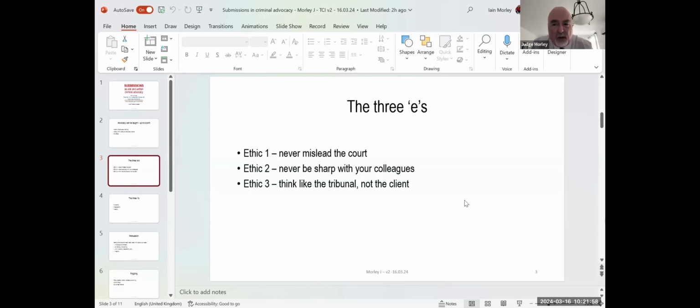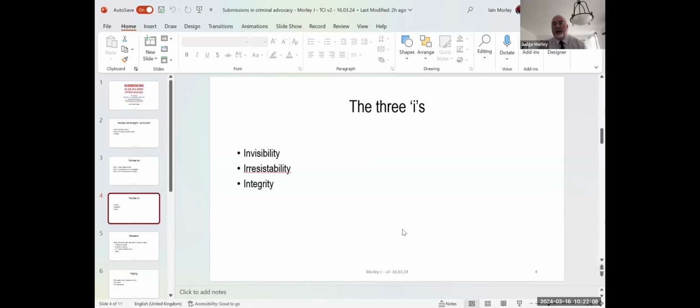Would it be gobbledygook, or would it be reasonably intelligent, a reasonably good point? Would I be persuaded by what I'm saying? And as part of your presentation of your argument, thinking like the tribunal, maintaining proper ethics, you want to observe the 3 I's. This comes as a surprise to some advocates. Invisibility, irresistibility, and integrity.